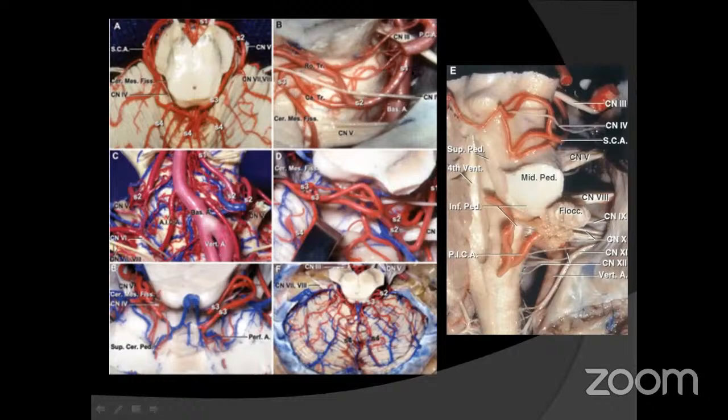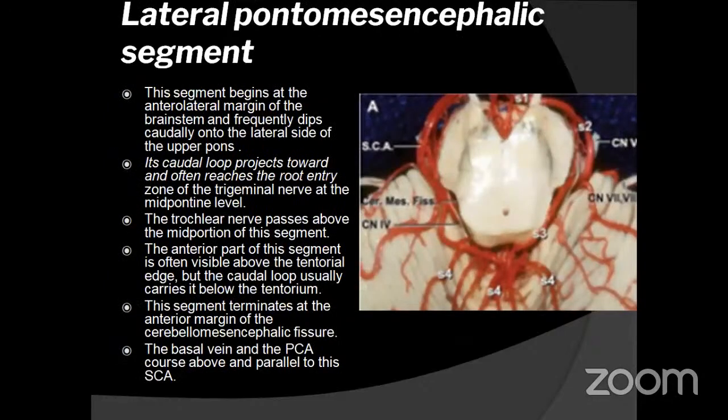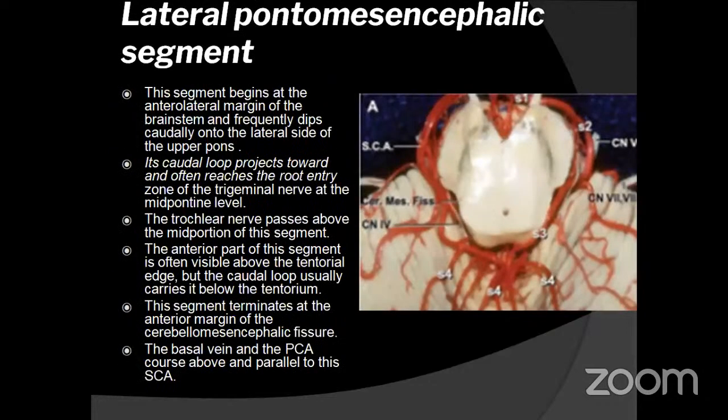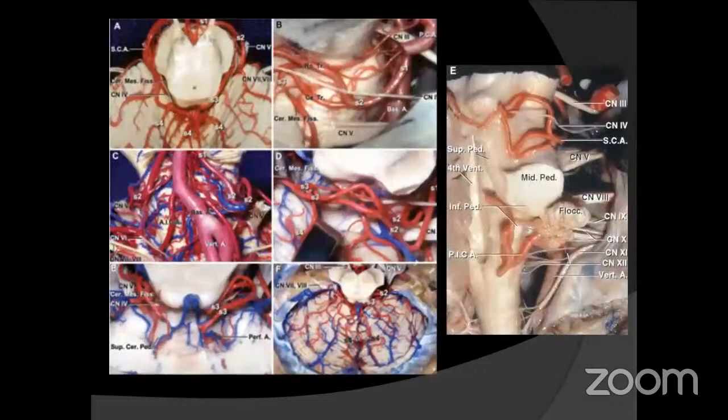Similar diagram laterally. Here we can appreciate the thing that we discussed in S3, that is the PCA and the superficial petrosal vein. They are parallel to it. So we can see that the basal vein and the PCA course above and parallel to this SCA, the lateral pontomesencephalic segment. We can see here that this is the PCA and it is parallel to this S2 segment.